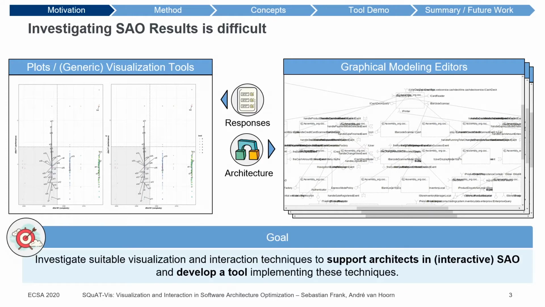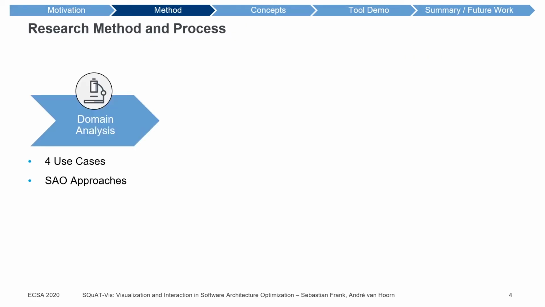That is why we decided to investigate visualization and interaction techniques to display both the architecture information and response values, and implement these techniques into a tool. How did we do that? We first had a look at other state-of-the-art software architecture optimization approaches to identify common use cases in the domain. And this resulted in the 4 use cases that I introduced in the motivation.